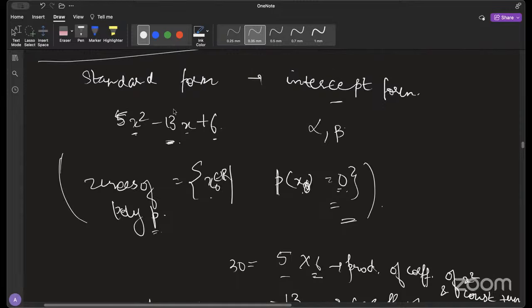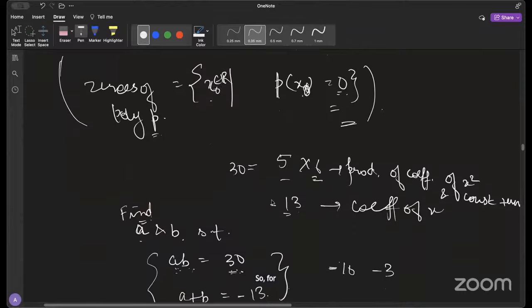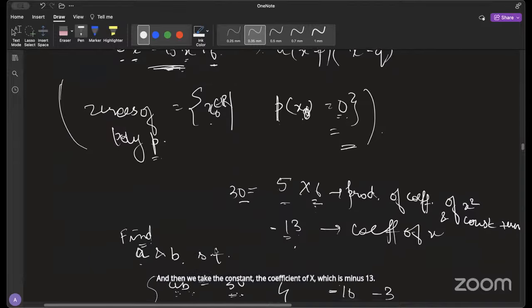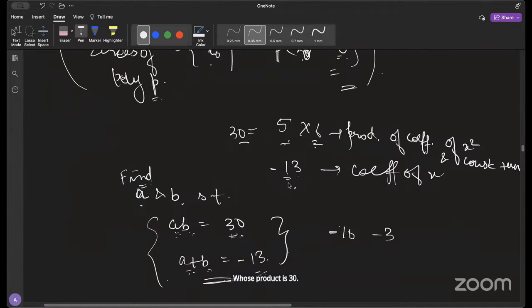So what we're trying to do is convert this standard form into this form, a times x minus p and x minus q. For this, we use a method where we take the product of the coefficient of x square and the constant term, which gives 30. Then we take the coefficient of x, which is minus 13, and we try to find two numbers A and B whose product is 30 and whose sum is minus 13.